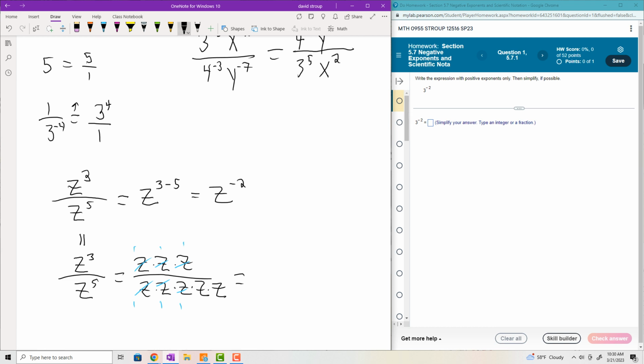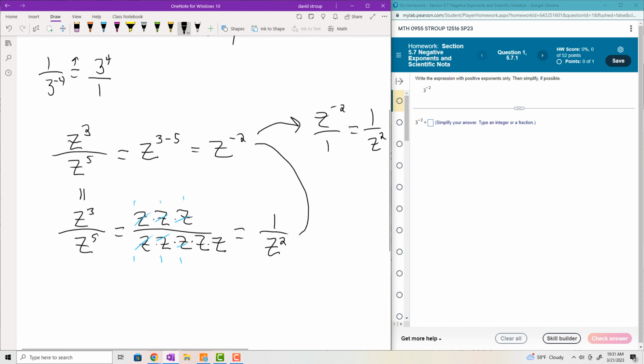And I end up with 1 times 1 times 1 is 1, all over 1 times 1 times 1 times z times z is z squared. Okay, so that's what that negative exponent is. It's rewriting whatever you got, in this case, as a fraction. But the way I always think of it is just moving up and down, right? So that z to the negative 2, you could think of it as z to the negative 2 over 1, and then you just move the z to the negative 2 down to the denominator and change the exponent. So it's kind of like an elevator function. You're either moving up or you're going down in the fraction.